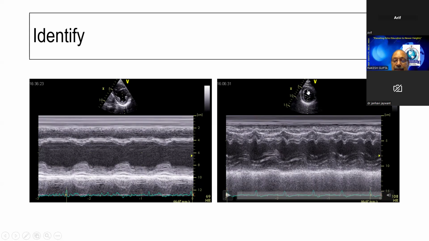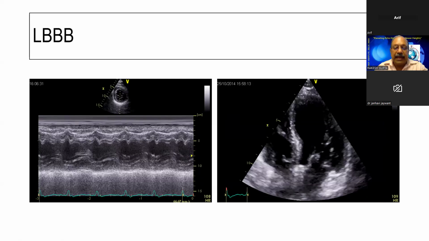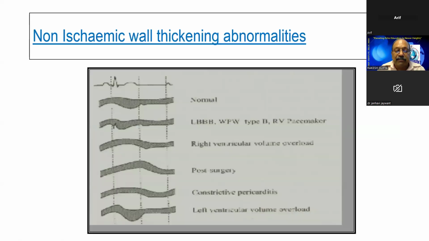Yes, sir. So M-mode, parasternal short axis at papillary muscle will give you a fair good idea. And this is very important. This is available in all books. Look, this is the normal. This is LBB kind of a pattern. This is RV volume overload, post-surgery, constrictive pericarditis, and left ventricular volume overload. So these are non-ischemic wall thickening abnormalities. Yes, sir. Clear? Yes, sir.